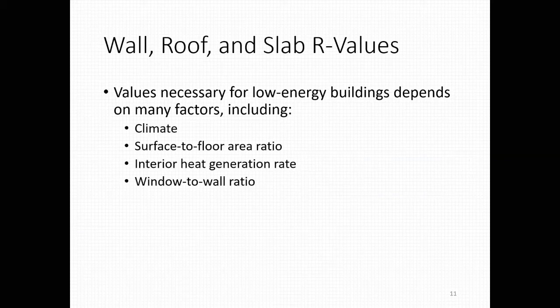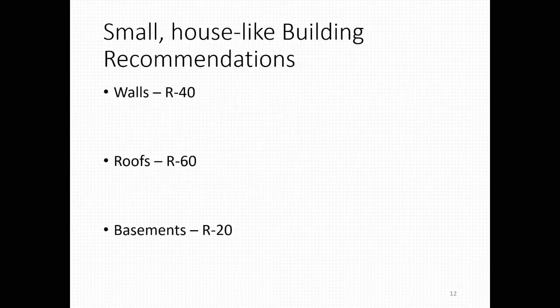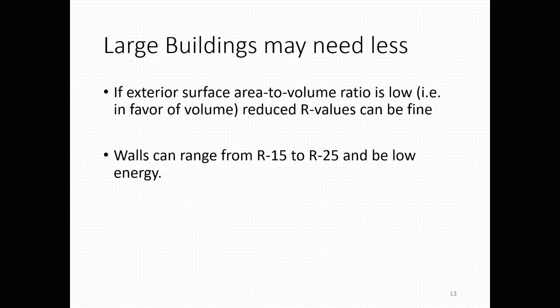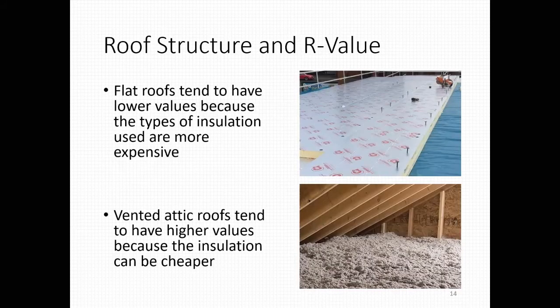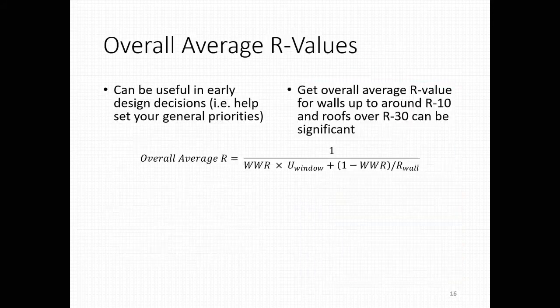We take all of this stuff into consideration when we're looking at wall, roof, and slab R values when designing our building. Here are some high performance values for residential applications. Large buildings can get away with lower wall ranges. Walls can range from R15 to R25 and be low energy. We talked about roofs and insulation, foundations and insulation, and this is where we got to in the last class.